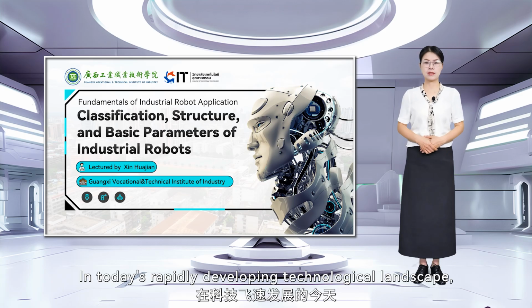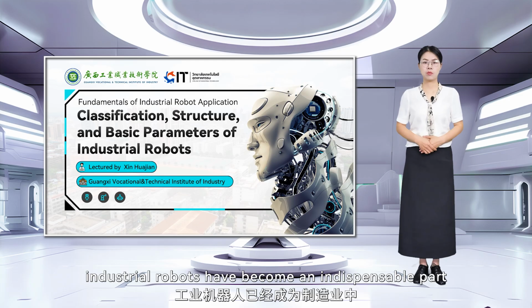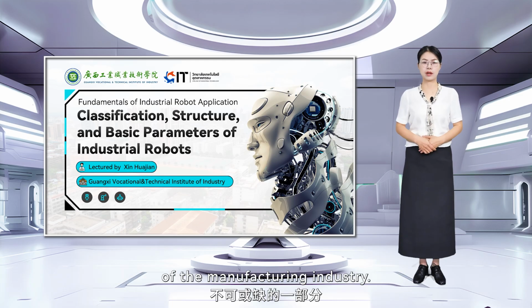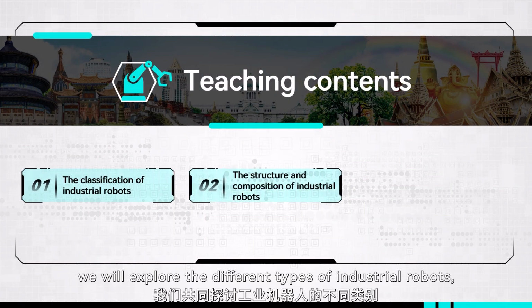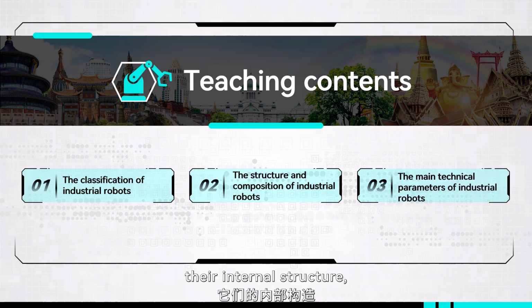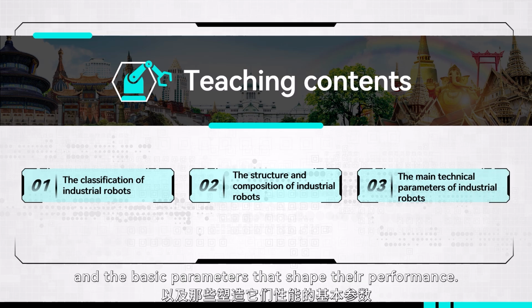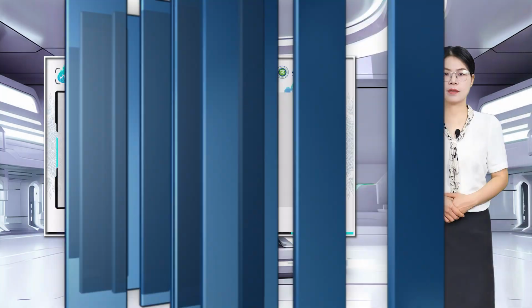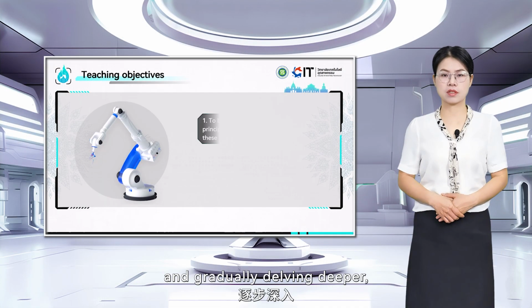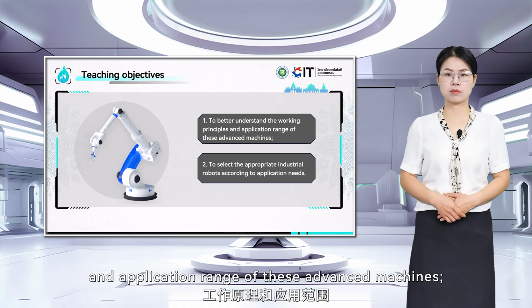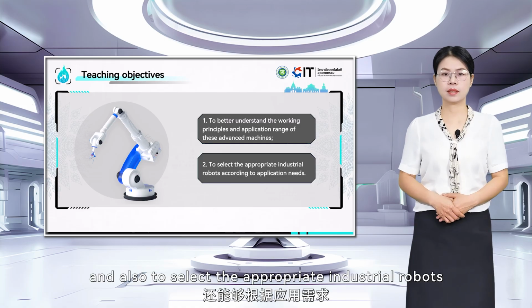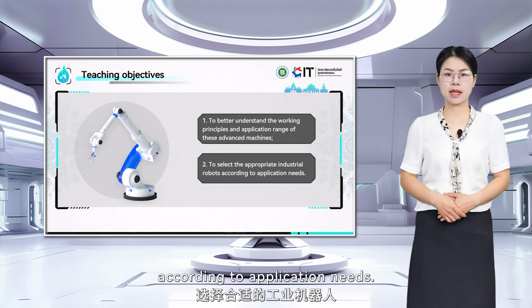In today's rapidly developing technological landscape, industrial robots have become an indispensable part of the manufacturing industry. With their unique presence, they have greatly transformed our production methods. In this lesson, we will explore the different types of industrial robots, their internal structure, and the basic parameters that shape their performance. Starting from basic knowledge and gradually delving deeper to better understand the working principles and application range of these advanced machines. And also to select the appropriate industrial robots according to application needs.